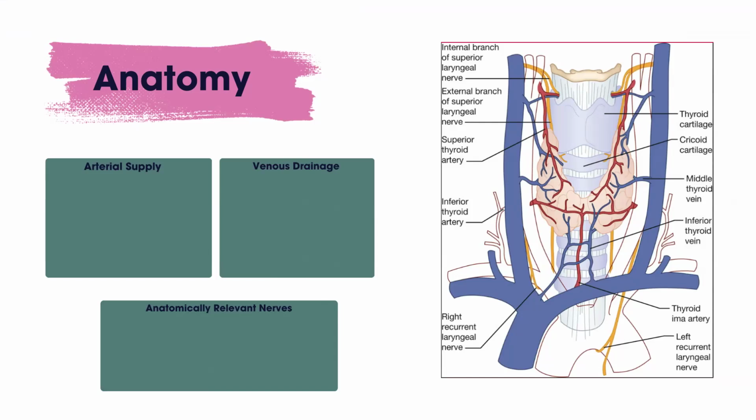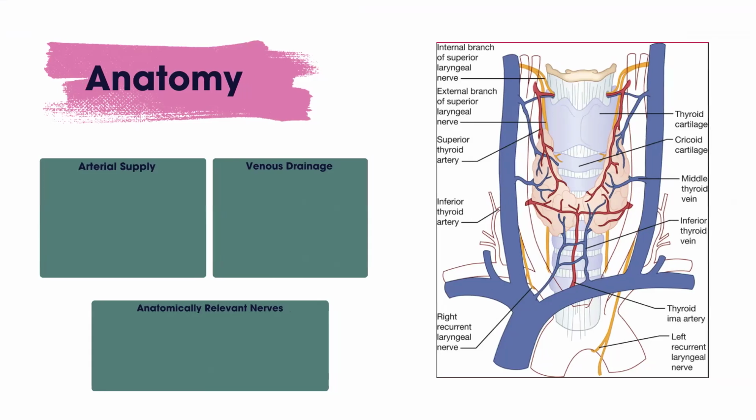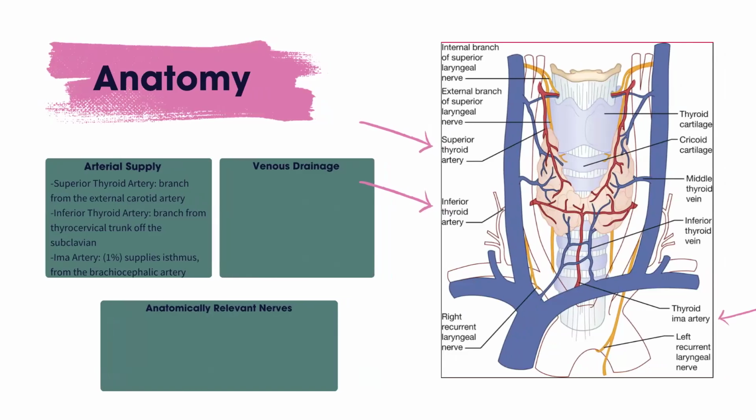Say what they just said. Okay. Thanks. Okay, so the superior thyroid artery, where does that come from? Does anyone know what it branches off of? Yeah, the external carotid. Okay, and the inferior thyroid artery? It's from the thyrocervical trunk. All right, and then you also have the IMA artery, which supplies the isthmus, comes off of the innominate. Only about 1% of people have this.